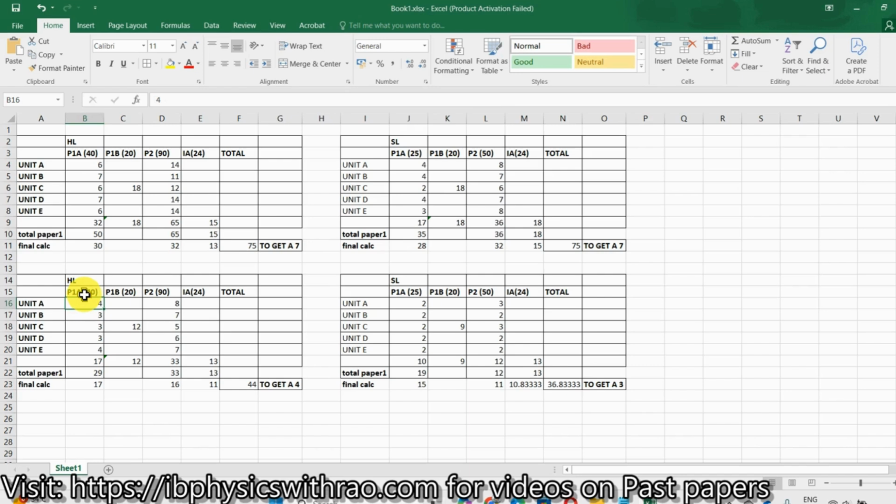Out of the 6, will you not be able to get 4? You should definitely be able to get 4. If not 4, you should at least be able to get 3. But when you get 3, the mark will reduce.